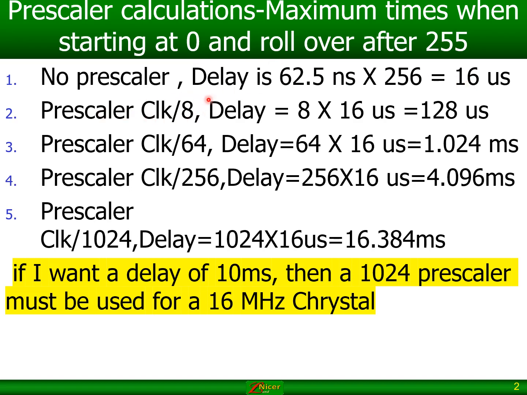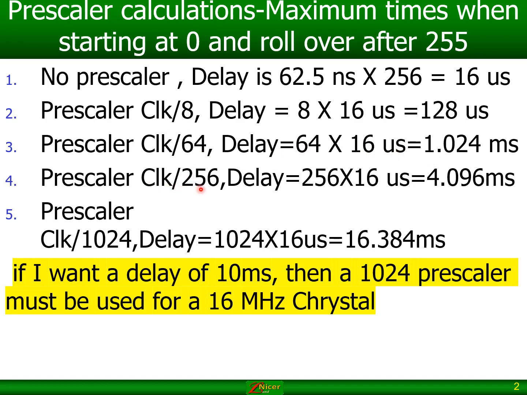If I use a prescaler of the clock divided by 8, that means it will take 8 crystal pulses before my counter or my timer will increment by 1. That means the new delay will now actually be 8 times that without the prescaler, which is 8 times 16, which gives me 128 microseconds before it will roll over, which is now larger. So as soon as I use a prescaler, my delay will become larger. If I use a prescaler of 64, then it will be 64 times that without the prescaler, which is 1,024 microseconds.